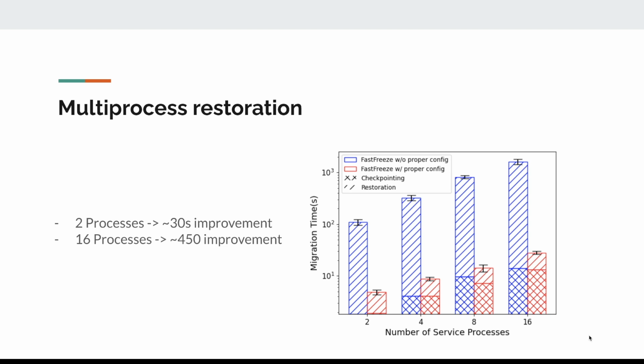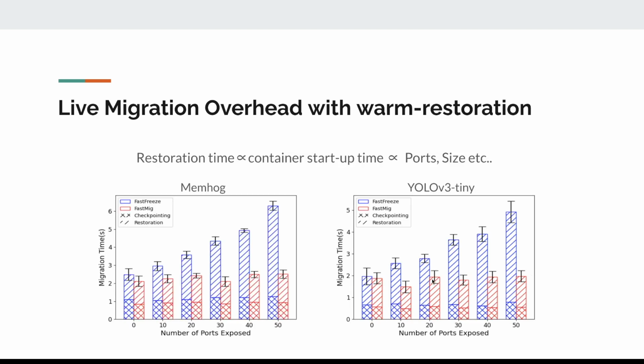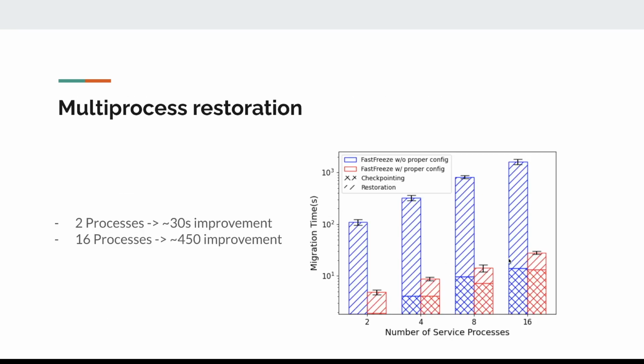It's about 80% time improvement. As you can see from the graph, the improvement mainly comes from the improved restoration time, because we can control what the process ID will be in the future.